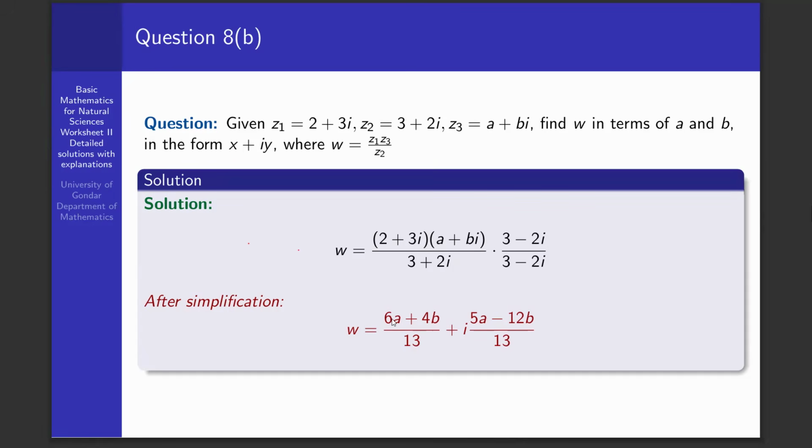So this 6a plus 4b over 13 is said to be the real part of w, which is z1 times z3 over z2, and 5a minus 12b over 13 is said to be the imaginary part of this one, that's simply w, when w is z1 times z3 over z2.